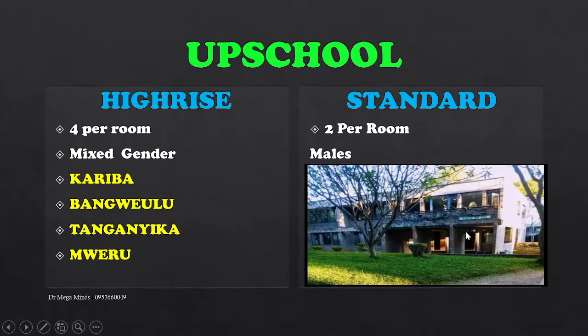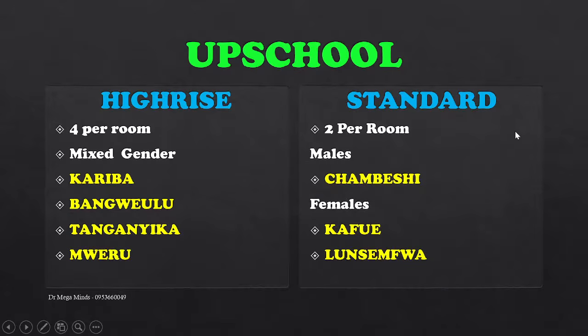So they all look like this. This should be Kafue. I'm even getting to forget. And then behind it is Chambeshi. I might not be so sure, but they all look like this. Just that inside now depends on the students who will be there in that academic year. So those are the standard hostels.